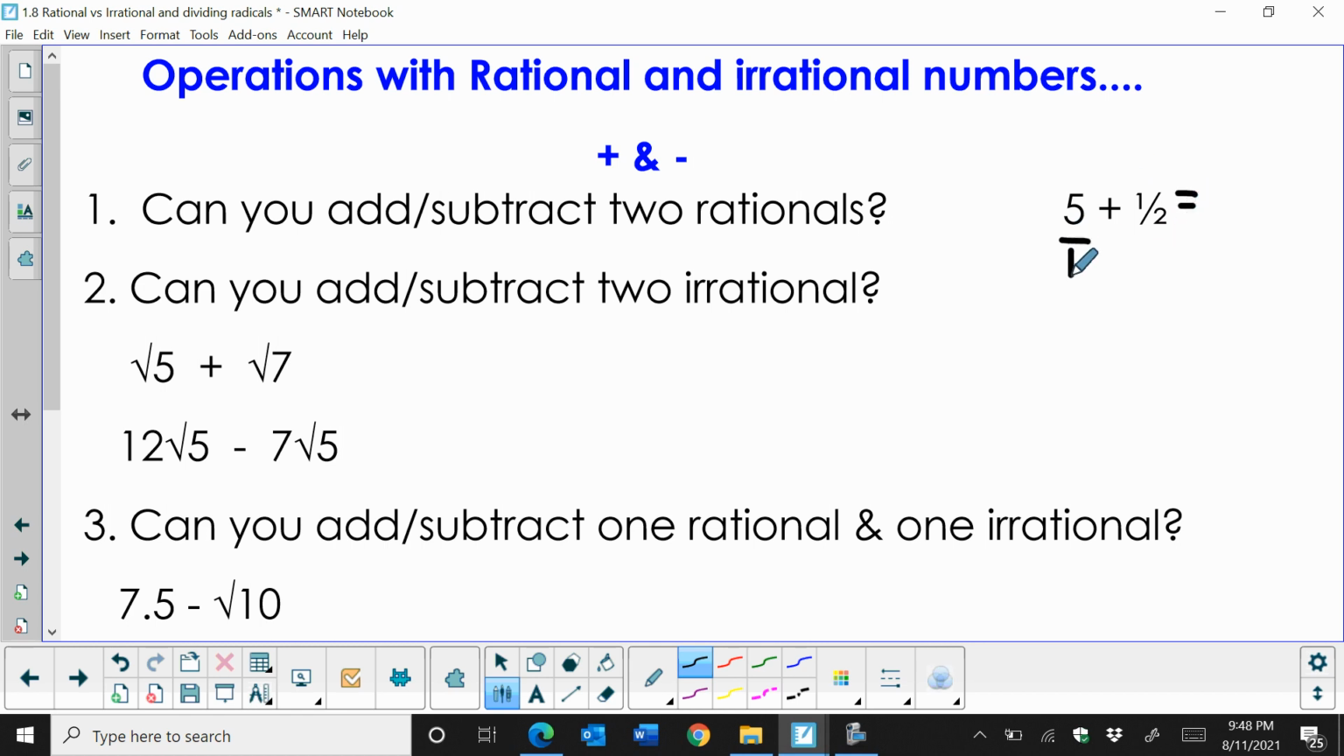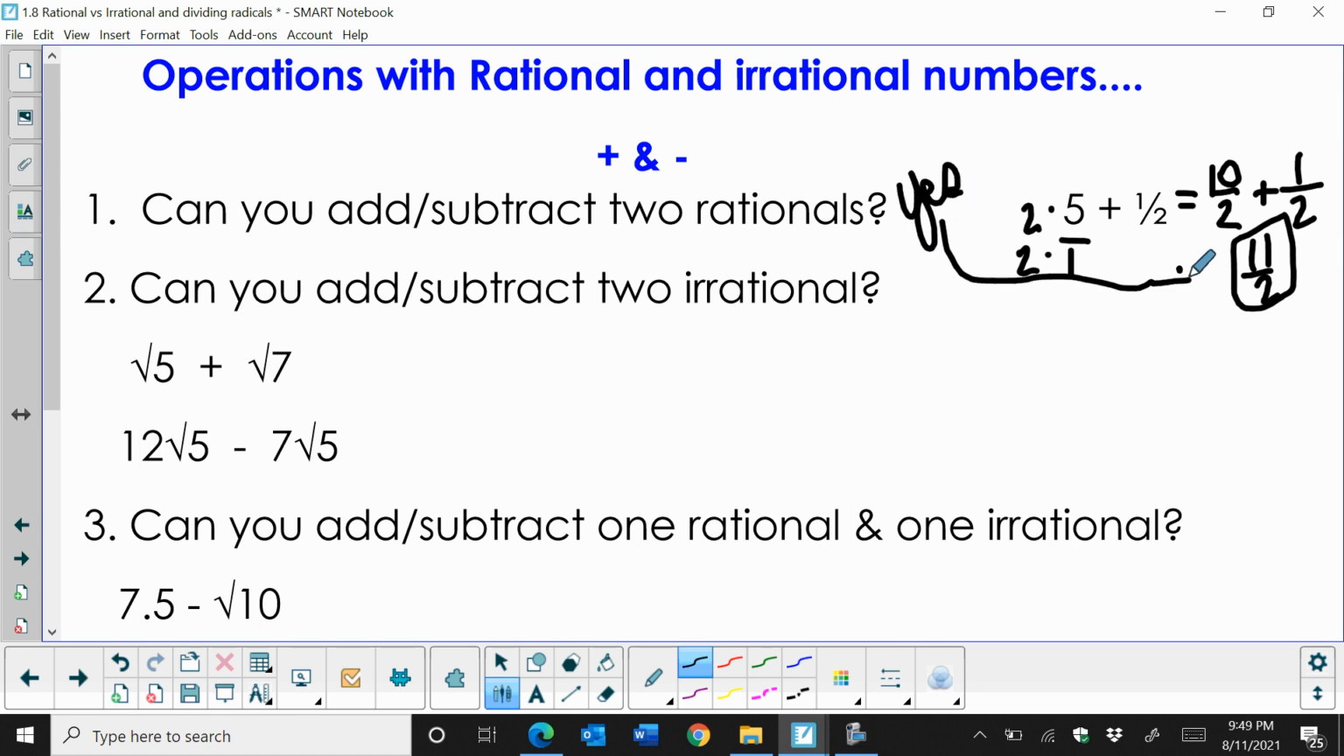Absolutely. We would just put a 1 under the 5, multiply the top and bottom by 2 to get a common denominator. That would give us 10 over 2 plus 1 over 2, and that would give us 11 over 2. So when we add 2 rational numbers, we get what kind of number? A rational number. So yes, we can add 2 rational numbers, and our answer is a rational number. And I'm just going to put rational here for our answer.